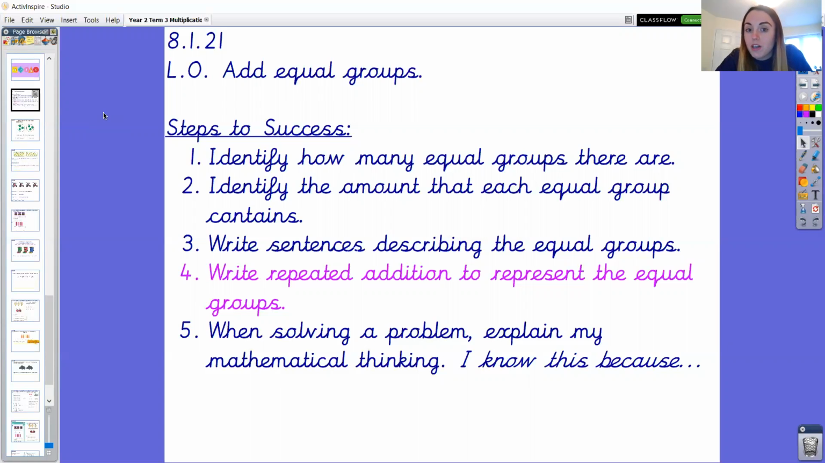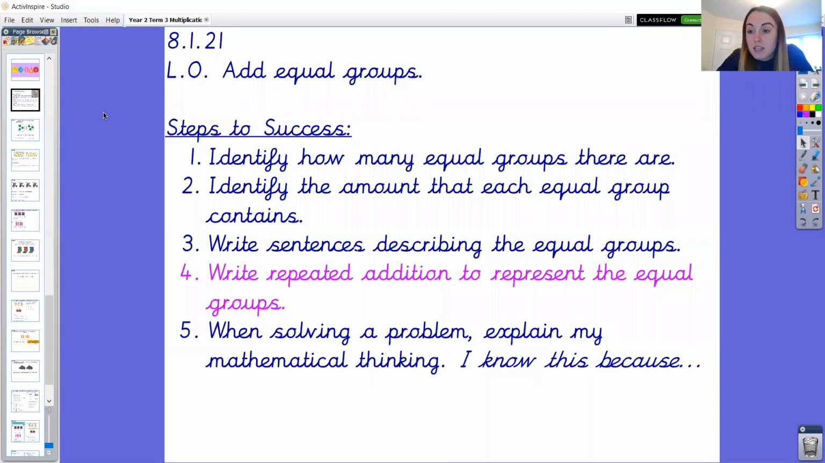So first of all, we're going to identify how many equal groups there are. Secondly, we will identify the amount that each equal group contains. Thirdly, we will write or say sentences together describing the equal groups. And our new learning is writing repeated addition to represent the equal groups.